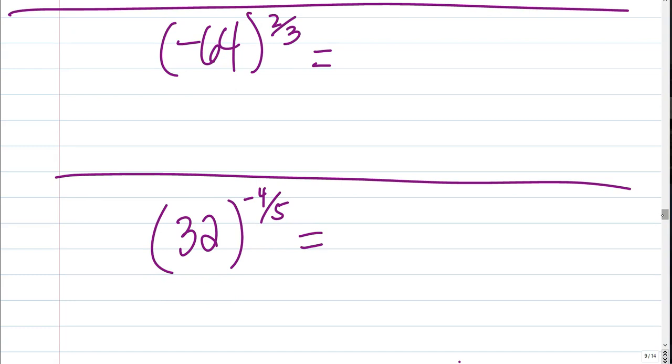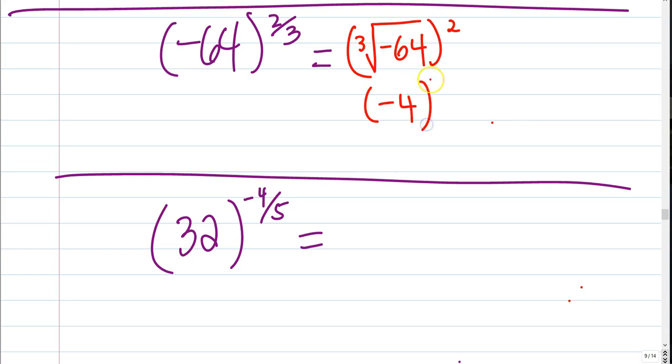What is this going to be? Well, let's see. Third root of negative 64. Do I want to square it first, or do I want to square it on the outside? I'm going to square it on the outside, because I can do the third root of negative 64 first. Third root of a negative would be negative 4. Squaring that now, negative 4 squared would be 16.